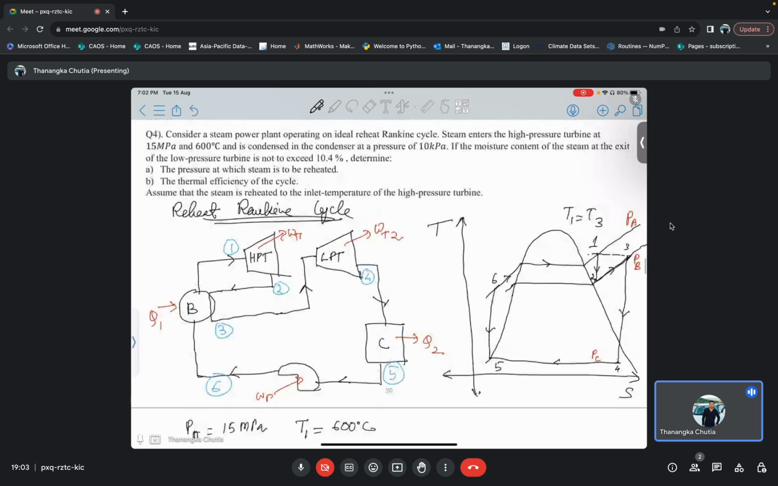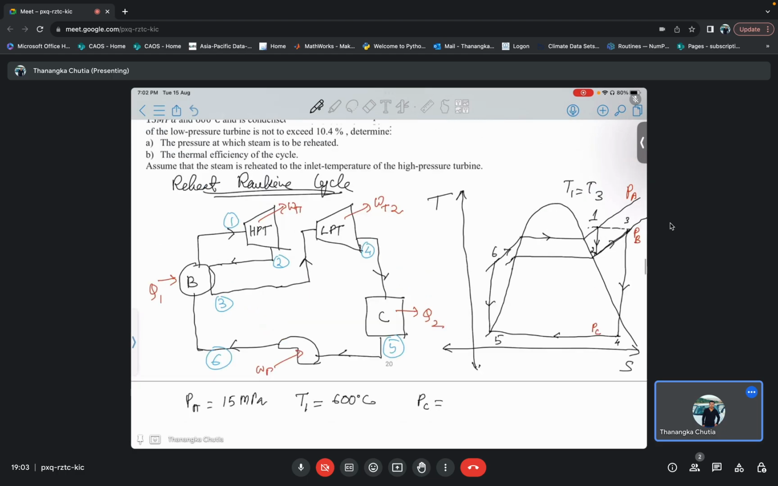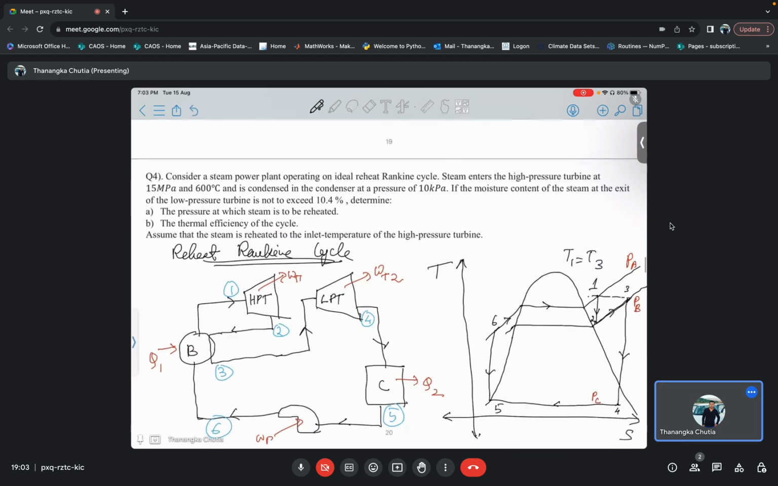Okay, then what we know is the condenser pressure, that is my PB, or that is my P4, PC. PC is 10 kilopascal, and I can also write this as 0.010, 0.01 megapascal. And this T1 is also equal to T3. How? Because we are assuming that the steam is reheated to the inlet temperature of the high pressure turbine.